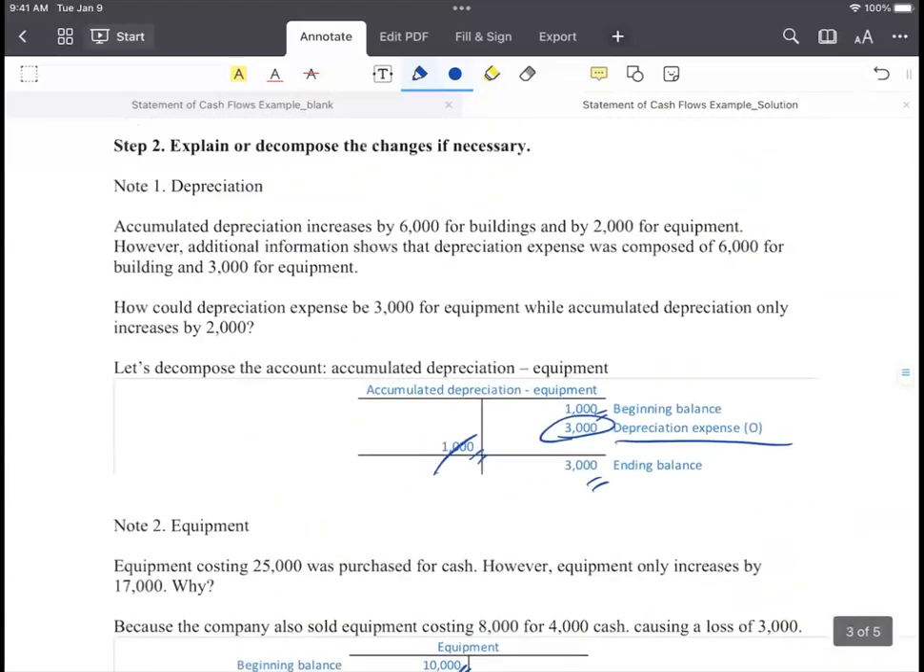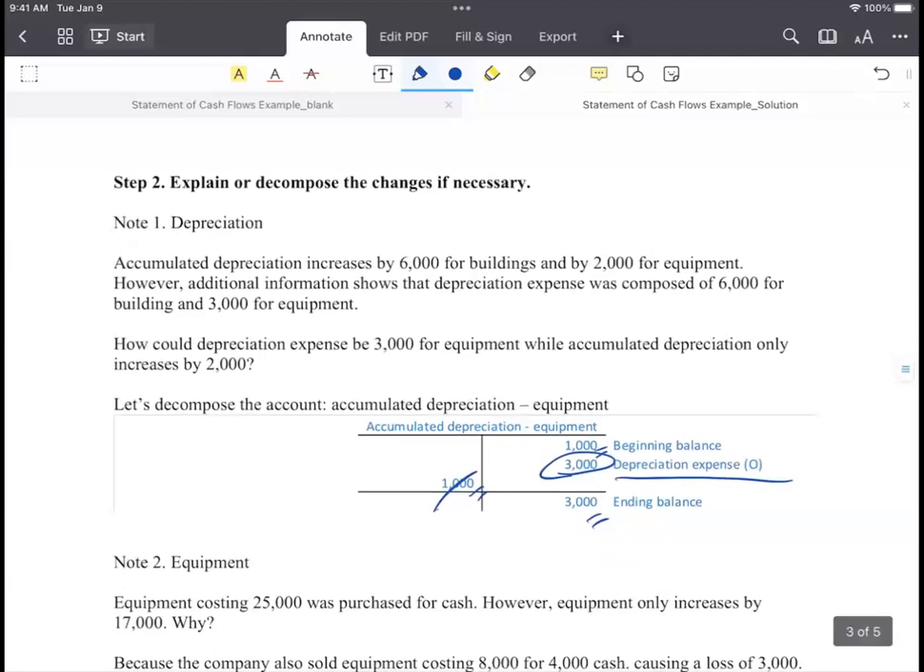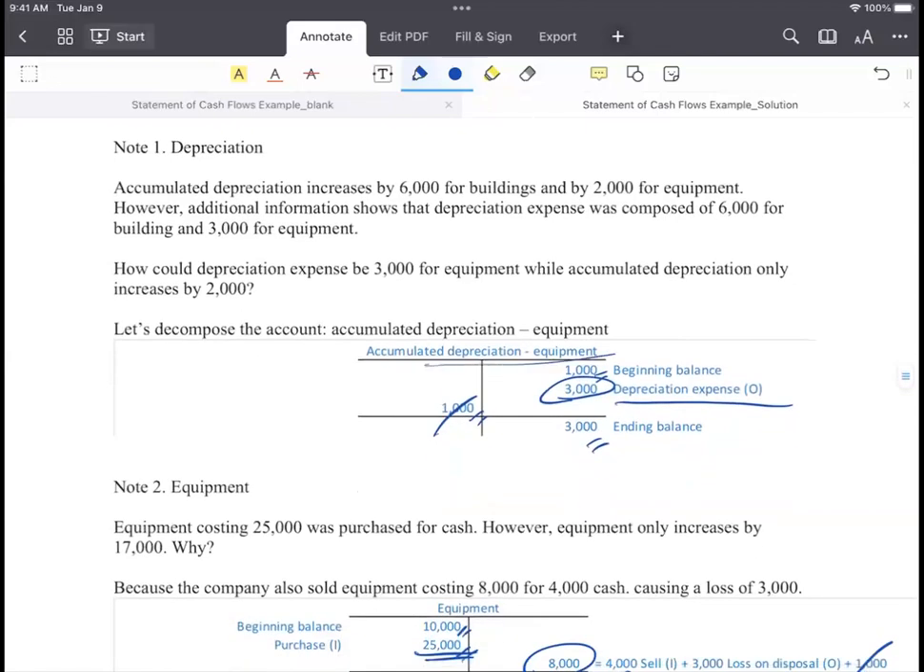So that is step 2. For certain accounts, most typically any account related to the firm's long-term assets and also the firm's retained earnings, we need to decompose them because the change in those accounts is not straightforward. For example, the change in accumulated depreciation here, 3,000, is due to depreciation. We need to add it back in cash flow from operating activities.